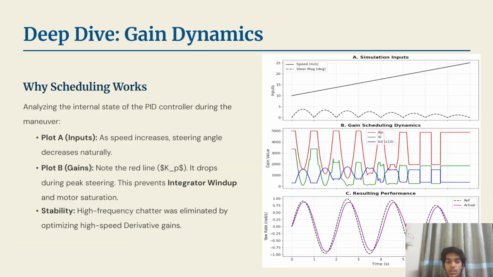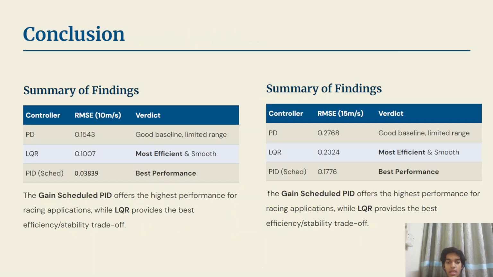Looking inside the controller, you can see the proportional gain dynamically dropping during peak turns. This is the controller backing off to prevent motor saturation when the tires are already at their limit, ensuring stability without overheating the actuators. In conclusion, the PD controller serves as a simple baseline but lacks range. LQR offers the best smoothness and energy efficiency, while gain scheduled PID delivers the highest performance where tracking accuracy is paramount.